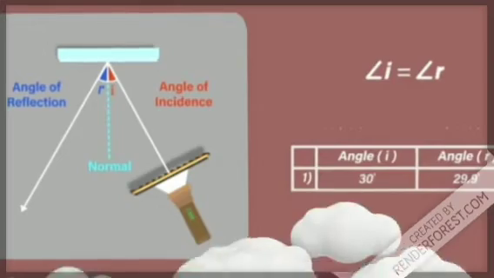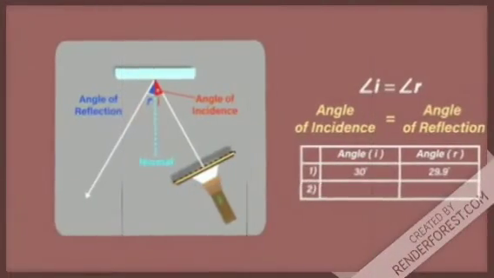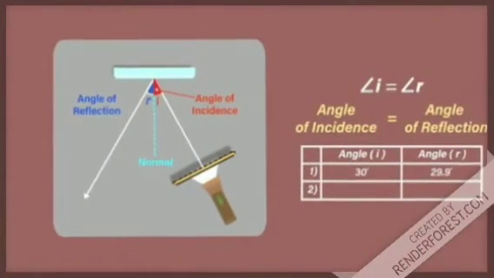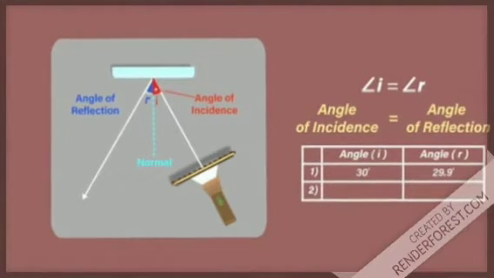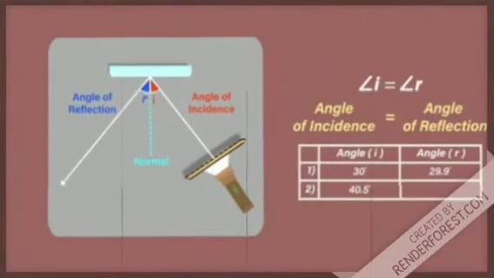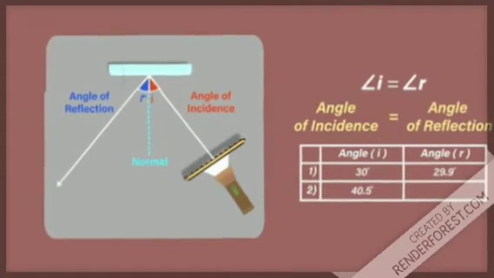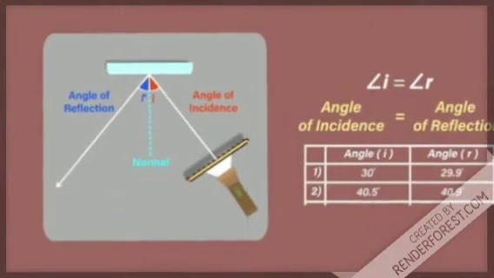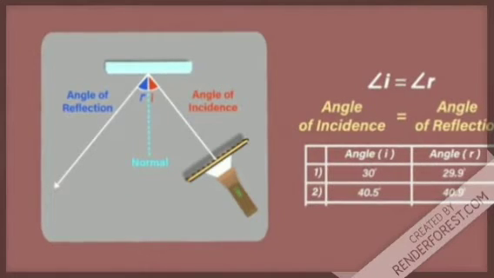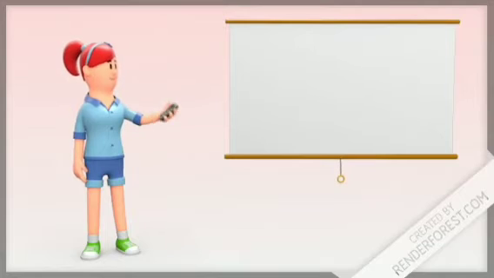Change the angle of incidence by moving the comb slightly. Make sure that the point of incidence is the same in both the cases. That is, the point here is the same as it was previously. But notice that the angle of incidence is greater than the previous one. So, by the law of reflection of light, the angle of reflection will also be greater. And that is the case indeed.